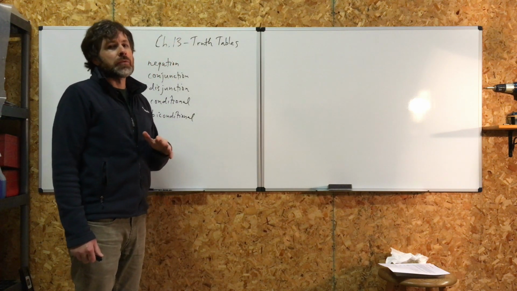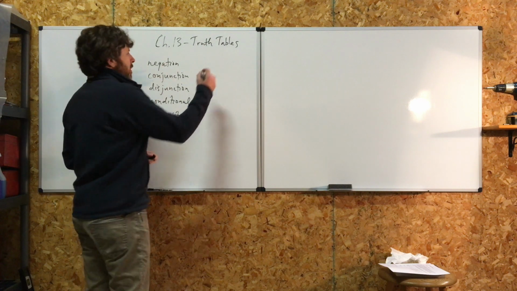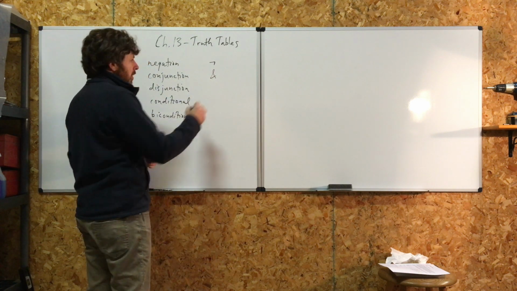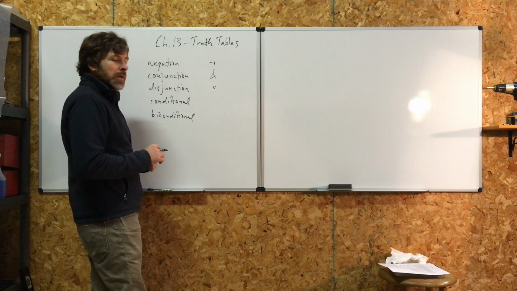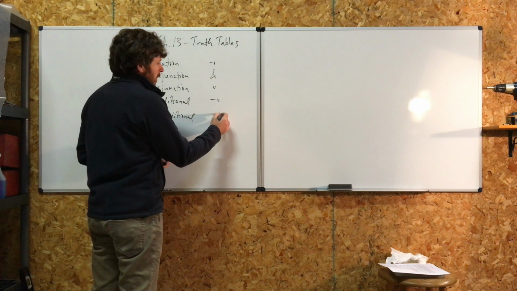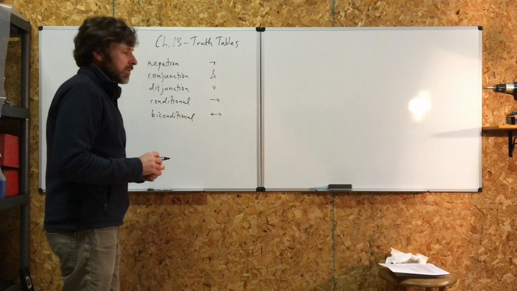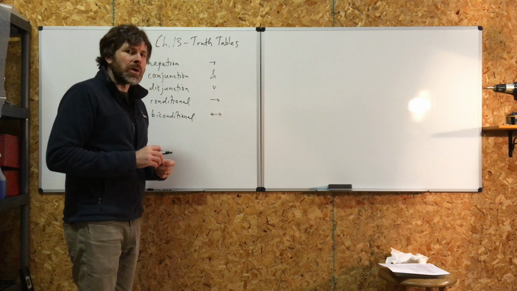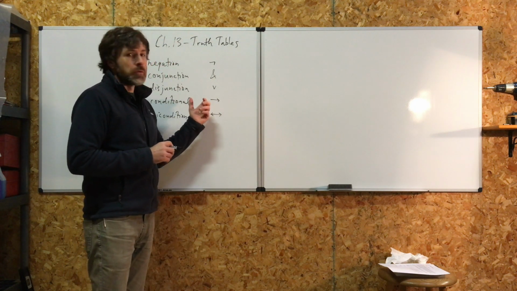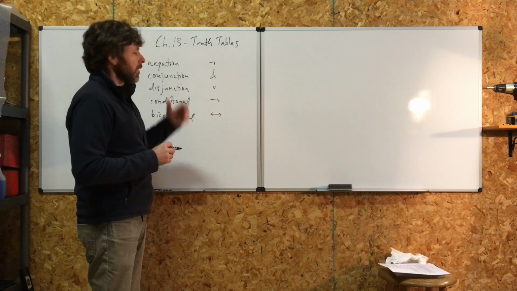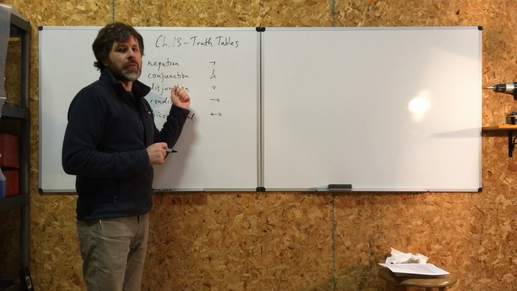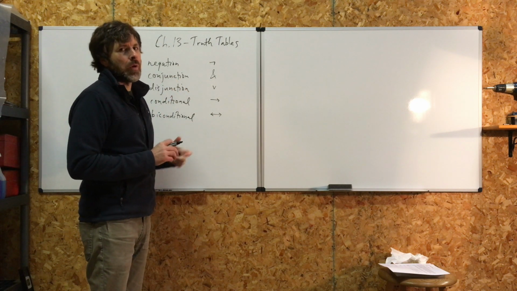Remember our 5 truth functional operators: negation, symbolized by a tilde; conjunction, symbolized by the ampersand; disjunction, symbolized by a wedge; conditional, symbolized by an arrow; biconditional, the double arrow, because it involves 2 conditional statements. All right, what we're going to do is really see how they operate truth functionally. Remember, we talked about how they're all truth functional operators and what that means. So what we're going to do is truth table each of these operators one by one.